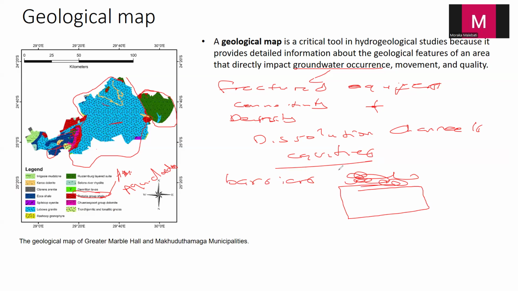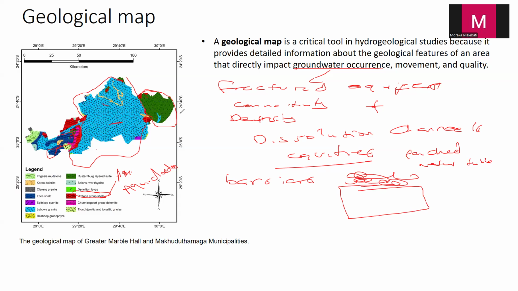Now, if the groundwater accumulates above this aquiclude, we can have what you call the perched water table. So now we have to understand that areas with aquicludes are typically not suitable for groundwater extraction, therefore they are not good for borehole siting. But it's not that these shales are bad stuff.